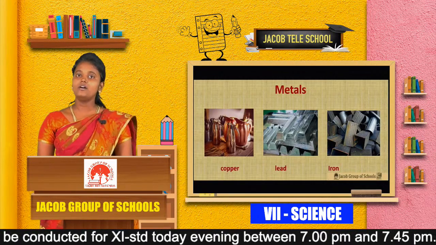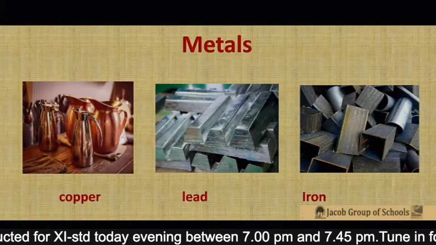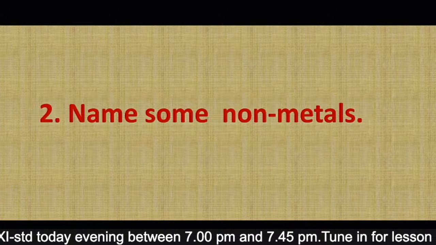Okay, copper, iron and lead. These are all examples of metals. Okay? So, name some non-metals.